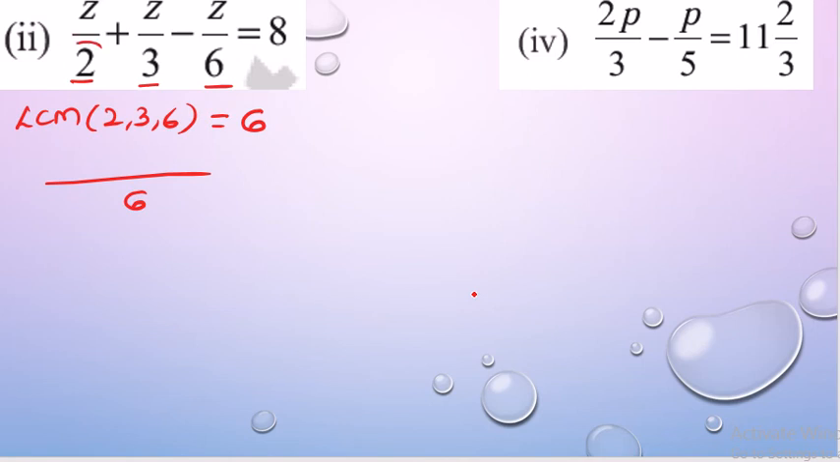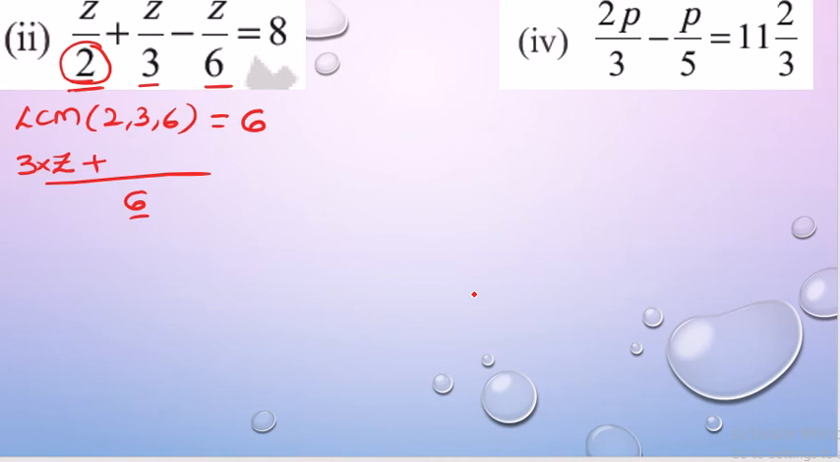So first of all, take 2. In the 2 table, when will you get 6? How many times 2 gives you 6? 3 times. So that 3 we need to multiply with the numerator. Understood? So that 3 I need to multiply with this numerator value. So 3 into z. Whatever sign is present here, the same sign will be carried here.